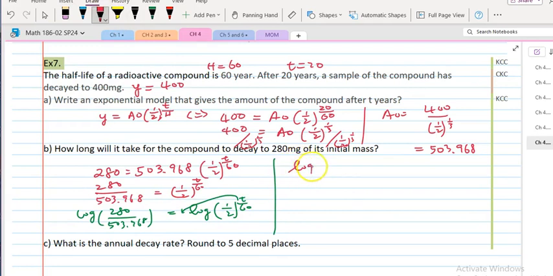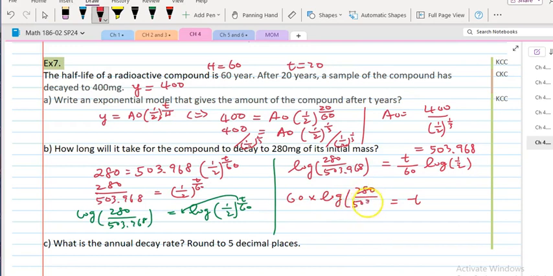Now we have log 280 over 503.968. You can see if you don't have e as a formula, it's hard. Equal to t over 60 times log 1/2, log 0.5. Right? So to find t, we multiply 60 times log of 280 over 503.968, divided by log 1/2. Wow.